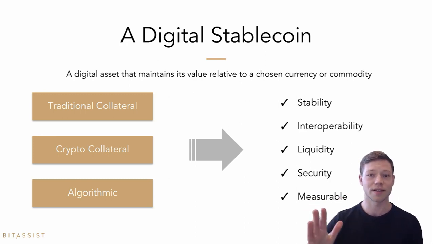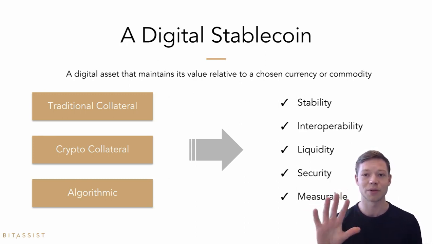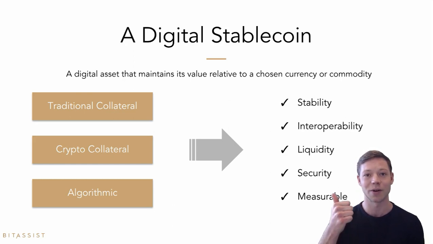On the right-hand side of the page, you can see these five most important characteristics that a stablecoin should have. First of all, it sounds obvious, but it's got to be stable, and we're going to look at a few cases or examples in a minute. You can tell me whether they were stable or not.